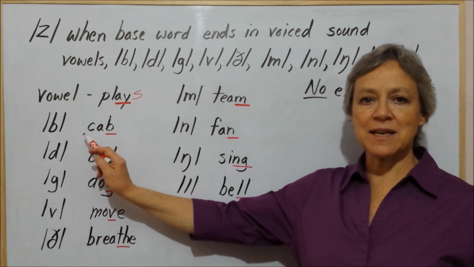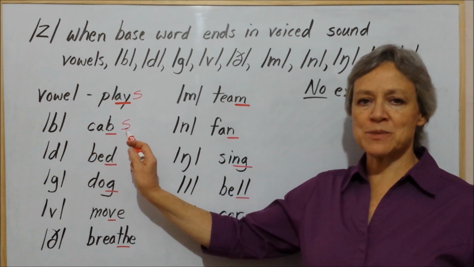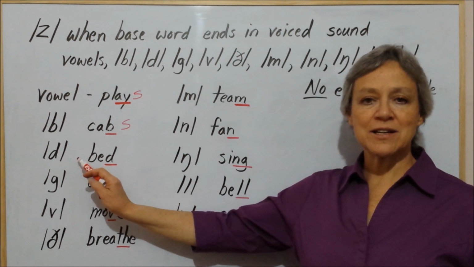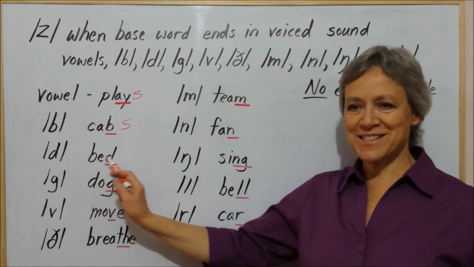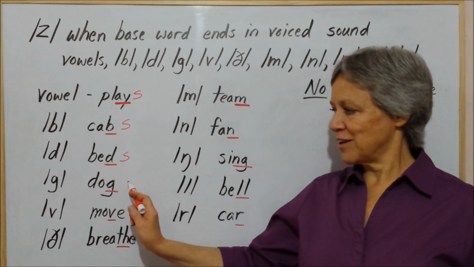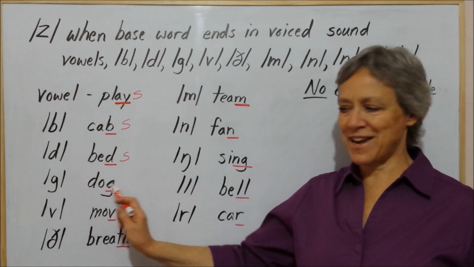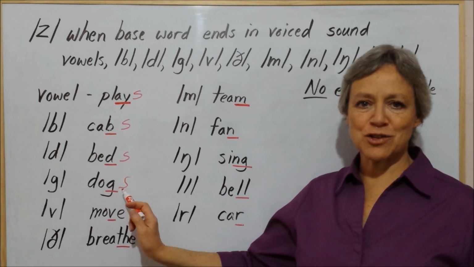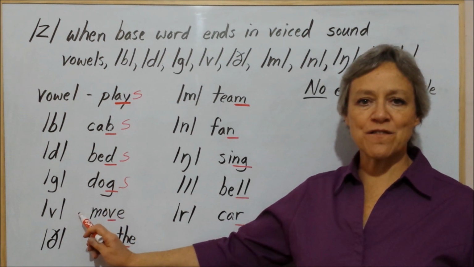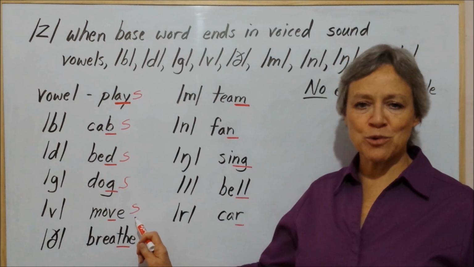Cab ends in the B sound. When I add S, it becomes cabs. Bed ends in the D sound. When I add S, it becomes beds. Dog ends in the G sound. When I add S, it becomes dogs. Move ends in the V sound. When I add S, it becomes moves.